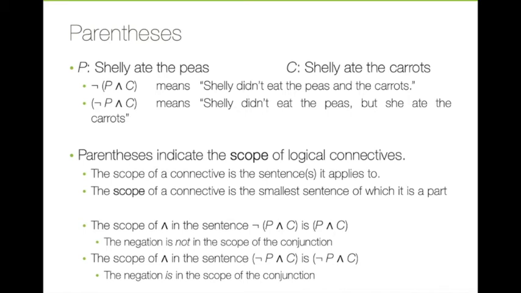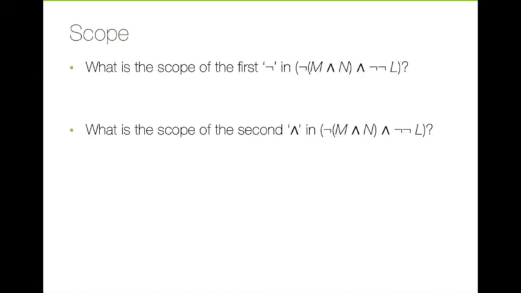The scope of conjunction in that second example we looked at, not P and C, is the whole sentence. So the negation is part of the sentence not P, and it's one of the two conjoined sentences. So there, the negation is in the scope of the conjunction. Pause to see if you can figure out the scope of the stated connectives in this complex sentence.